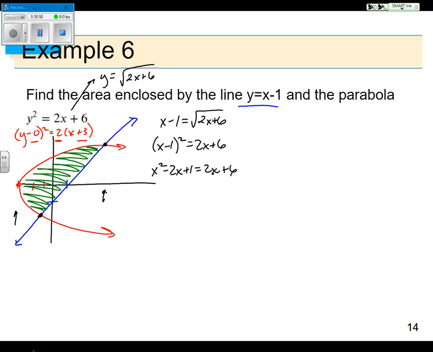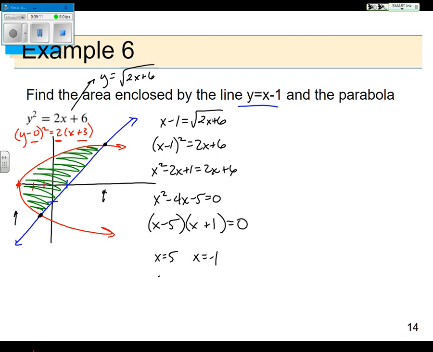And then subtract off 2x, subtract off the 6. I should get something that's factorable. If it's not factorable, it's going to be a little bit tougher. So I get x equals 5, and I get x equals negative 1.